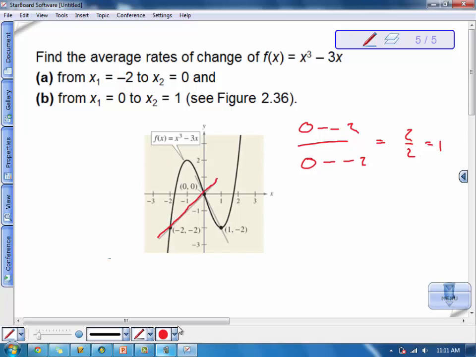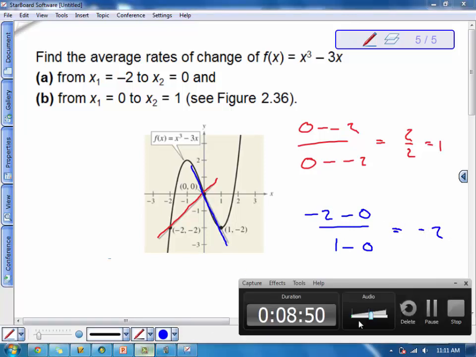All right, now let's do the average rate of change from 0 to 1. So from 0 to 1, the average rate of change is the slope between those 2 points. So slope is y2 minus y1 over x2 minus x1. This gives you -2. So the slope of this blue line is -2. That's average rate of change.